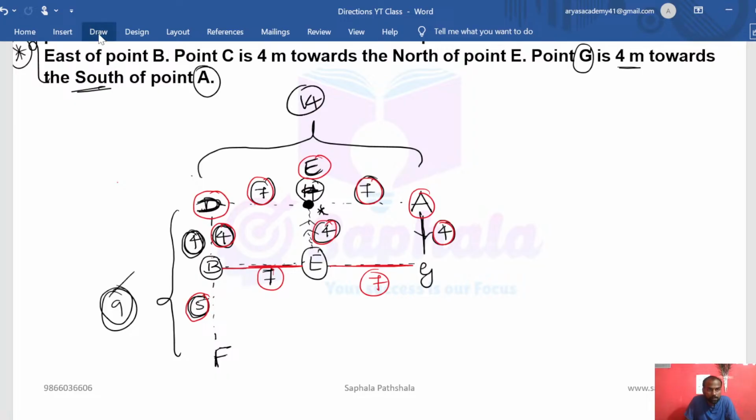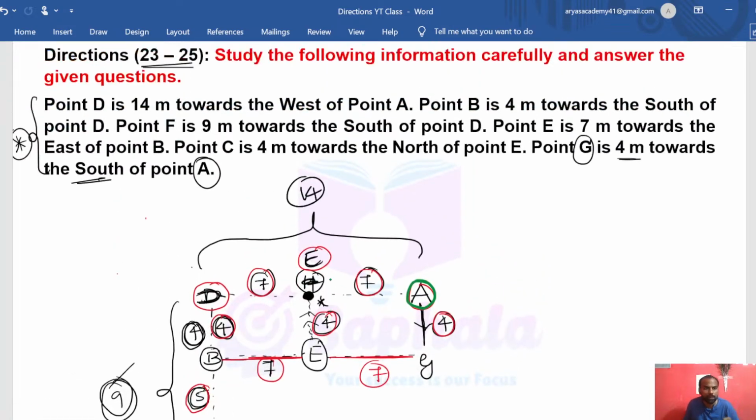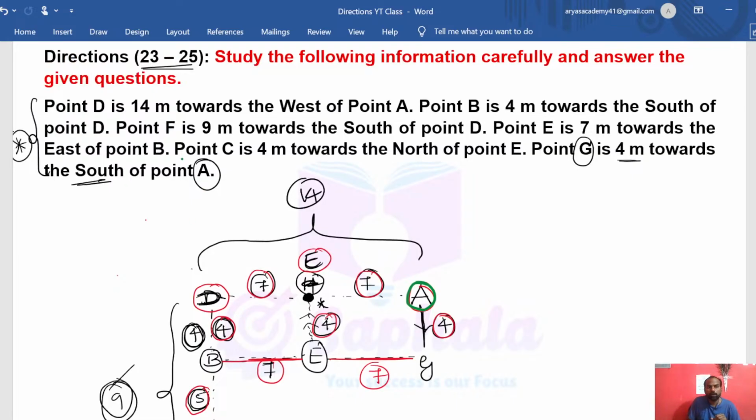So I will change the color. Where is A? Actually A is here. So I have to look from which point? Point C. Where is point C? F, B, D, E, A, B, E, G. Where is C? I have not written C. I have missed that point actually. Point C is 4 meters towards north of point E. Oh, okay. While writing, I have made a mistake actually. This is C, not E.